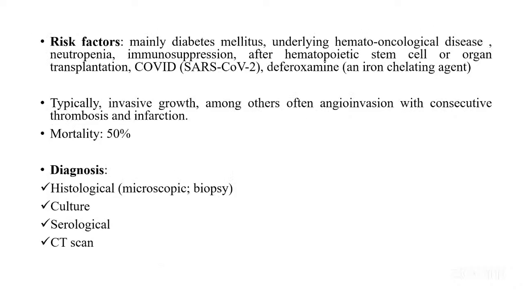Risk factors are diabetes mellitus and hemato-oncological disease, neutropenia, immunosuppression, hematopoietic stem cell transplantation, and patients on deferoxamine therapy. It is typically invasive growth among all others and shows angioinvasion with thrombosis and infarction. Mortality is 50%. Diagnosis by histopathology, cultures, serology and CT scan. In a CT scan, the pulmonary type shows multiple bilateral round foci in the lungs, pleural effusion, reverse halo sign, and if mucormycosis is proven, CT skull is also important. Therapy.